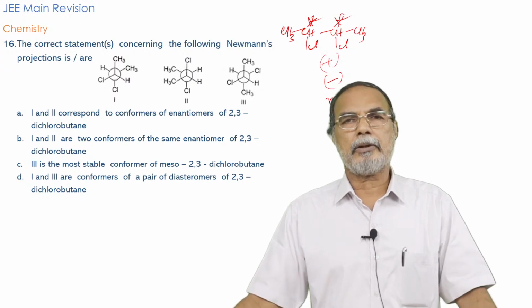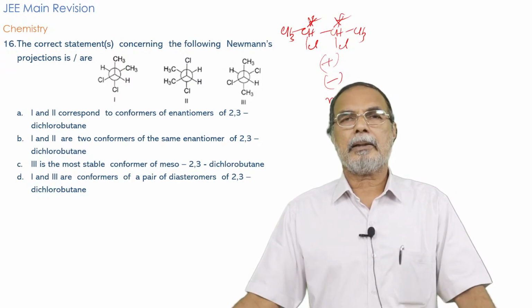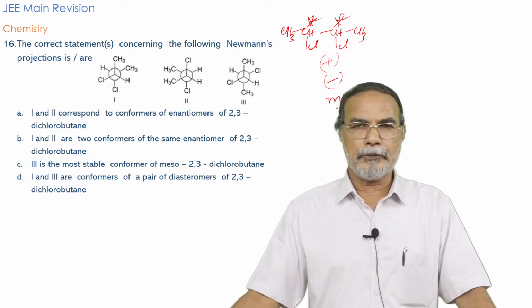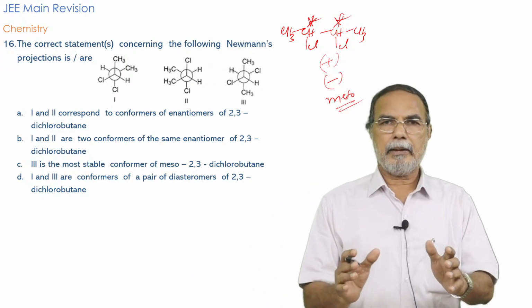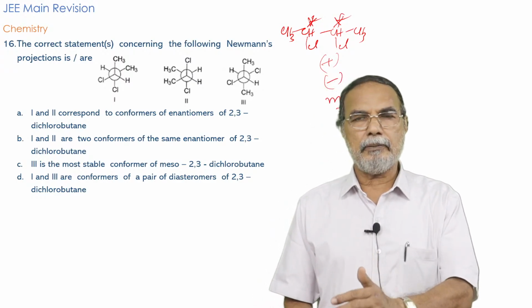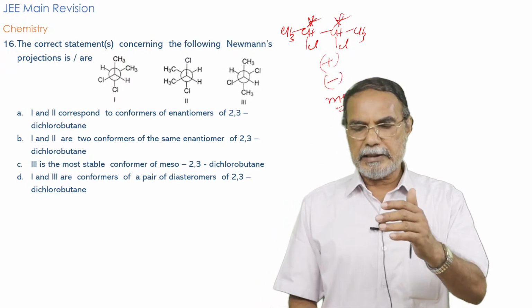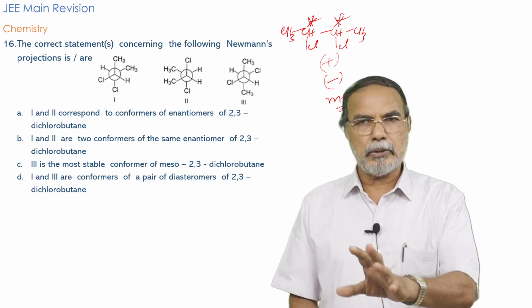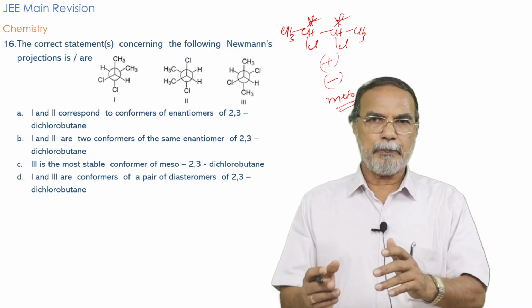For 2,3-dichlorobutane, 2 similar chiral carbon atoms, and therefore it has 3 stereoisomers. One is the dextro, the other is the levo, or one is the R, one is the S, and the third is the meso. We have seen how to give R, S notations. The plus need not be R.